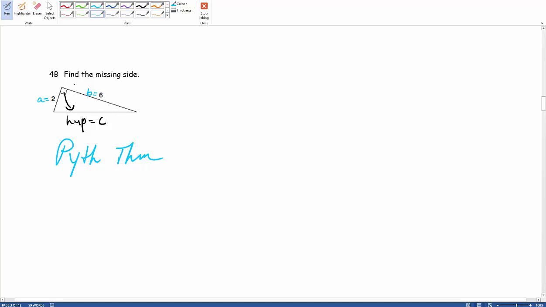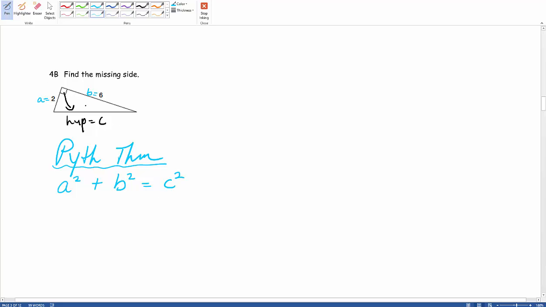And we can get away with that because we do have a right triangle here. So because we have a right triangle, we can go ahead and use the Pythagorean theorem. And that is our a squared plus our b squared equals our c squared.